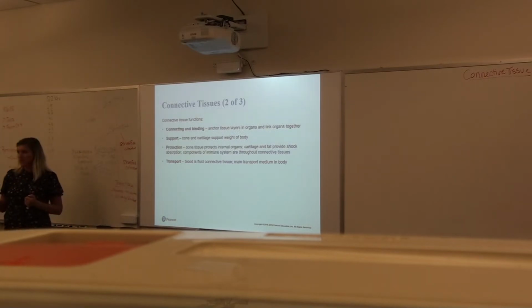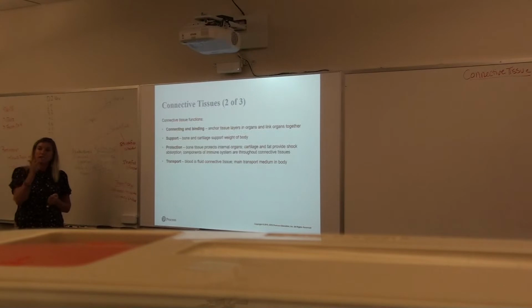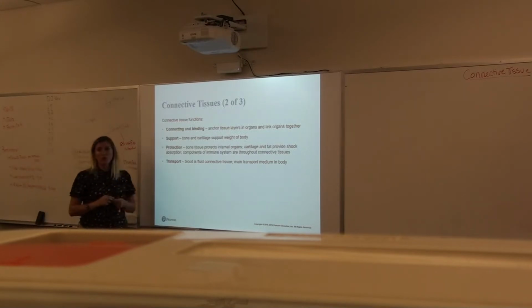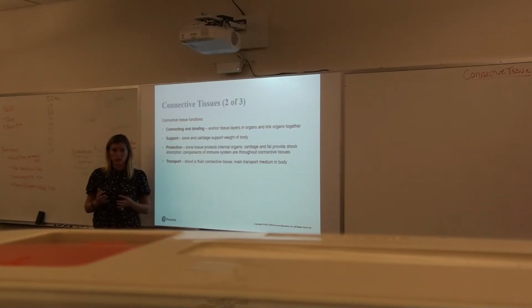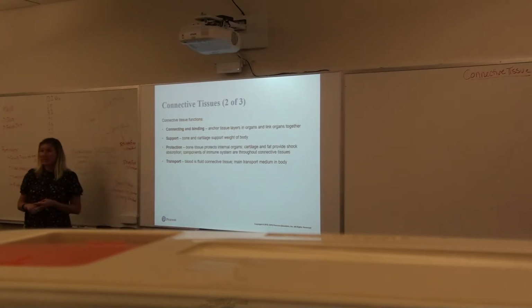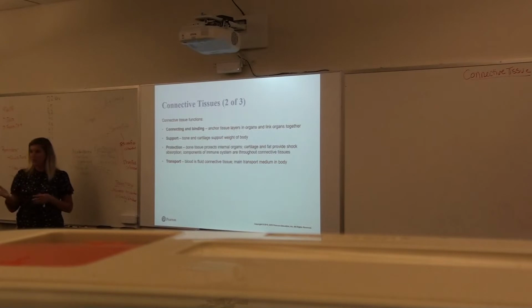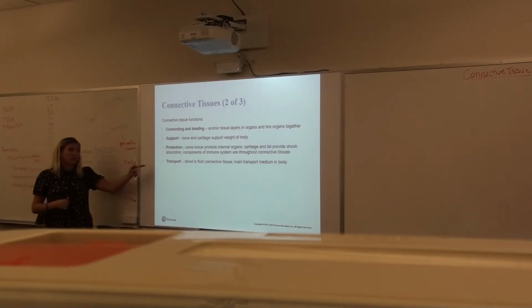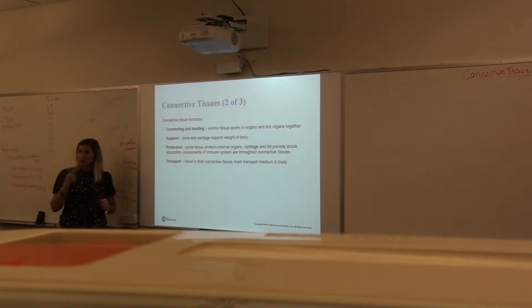It connects things, which is the obvious answer, right? It is going to provide support for our body in the form of bones and cartilage. It's also there for protection. Bones and cartilage help protect, and so does fat tissue. Fat tissue is also a connective tissue, and it transports. Lymph and blood are both forms of connective tissue.